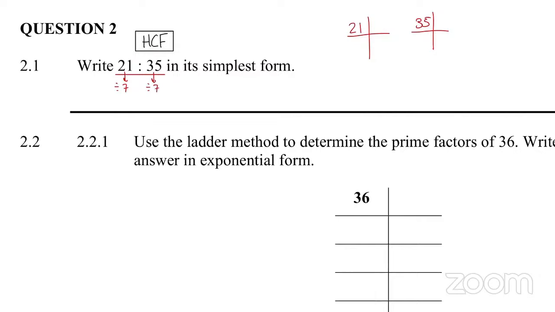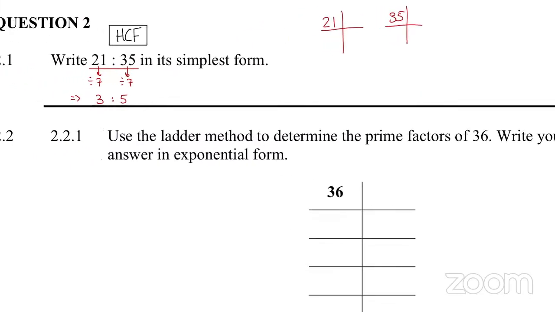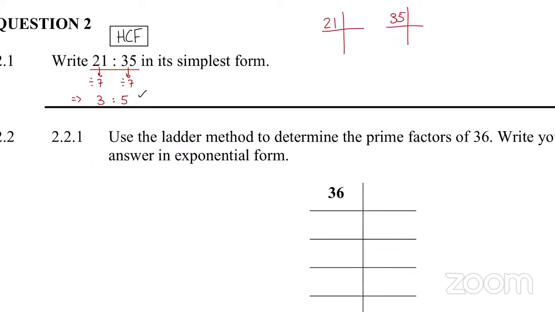Okay, let me get out the memo so we can see where you're getting marks. Okay, you divide them both by 7. When you divide 21 by 7, you're getting 3. When you're dividing 35 by 7, you're getting 5. It's a 3-to-5 ratio. Okay, so even though it's 2 marks, according to the memo, you're getting your marks for these ratios. You're getting both your marks there. It should be the other way around. It's fine. Okay, you're getting both your marks for the ratio.